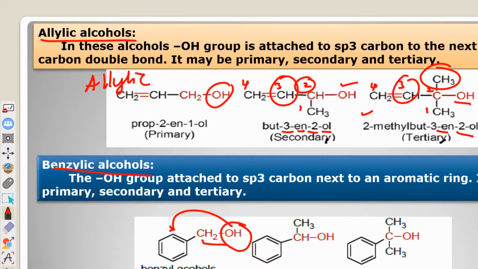So it is attached next to the benzene carbon ring, carbon atom. Hence it is called benzylic, and here you can also see the hybridization is sp3. You can observe the IUPAC name is benzyl alcohol, phenyl methanol. This is called a phenyl, and it is called a methanol.